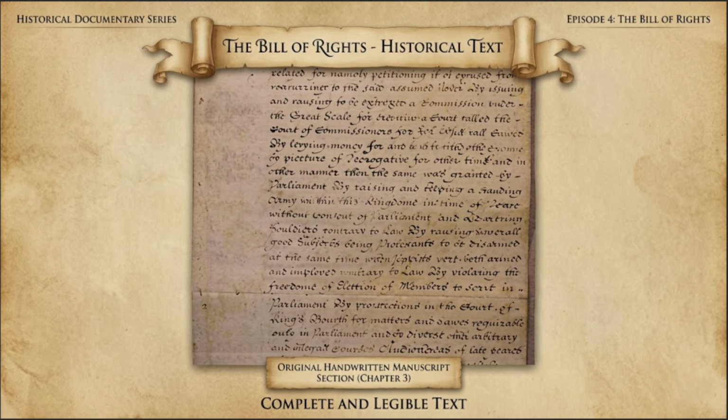This was also an important time for the development of a free press, newspapers and other publications which are not controlled by the government. From 1695, newspapers were allowed to operate without a government license. Increasing numbers of newspapers began to be published.